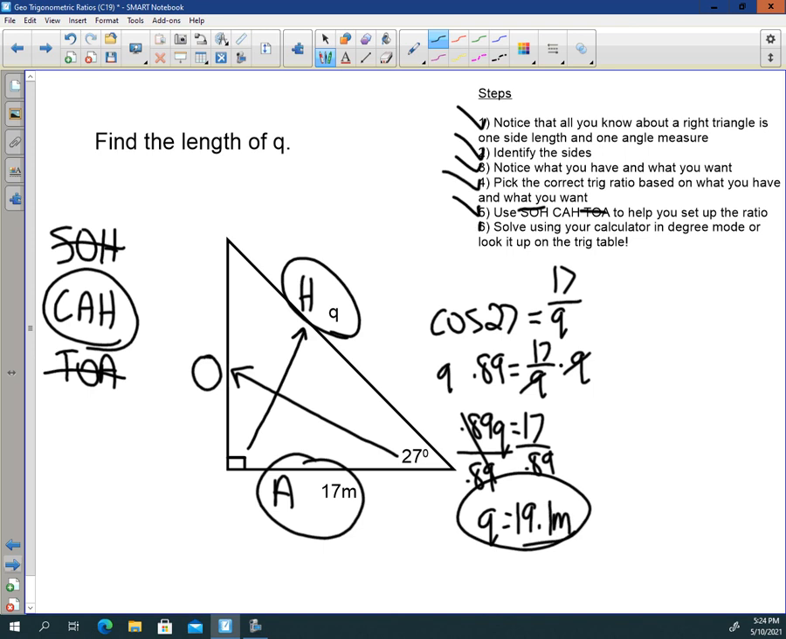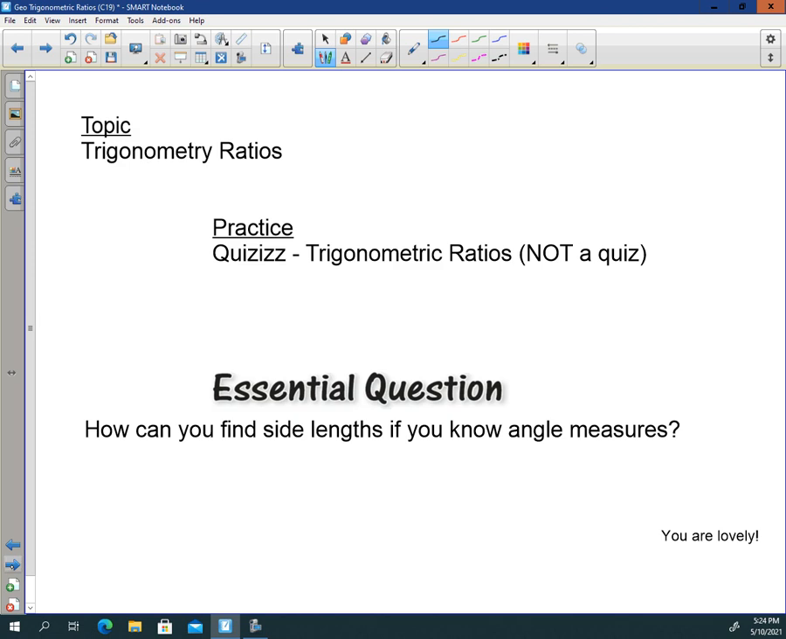We did it. Pretty cool, huh? It looks weird, but once you get used to it, it's kind of a breeze. Okay. Well, there you have it. That's how you do trigonometry, friends.